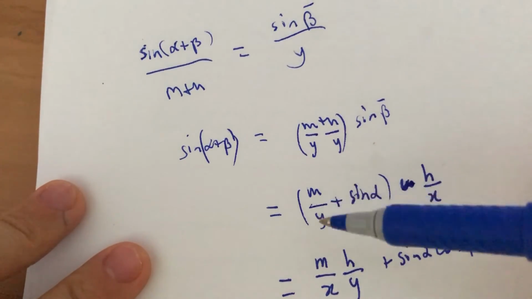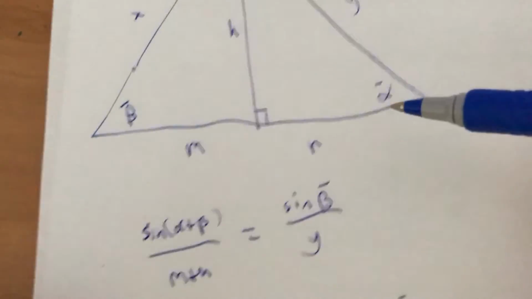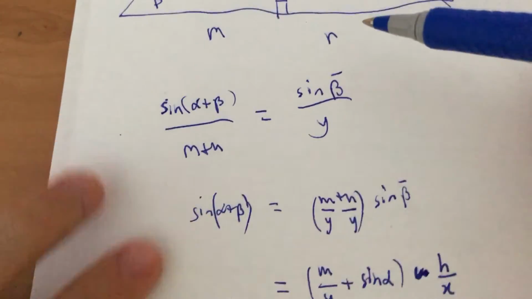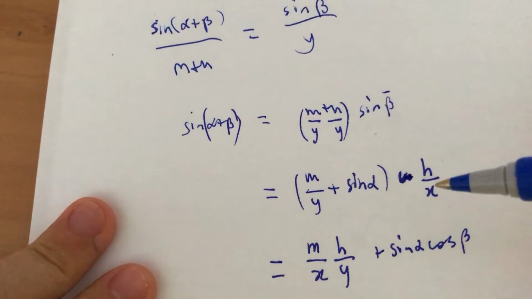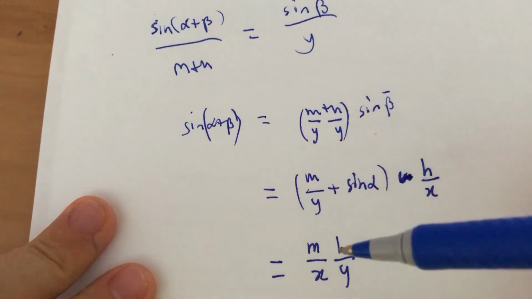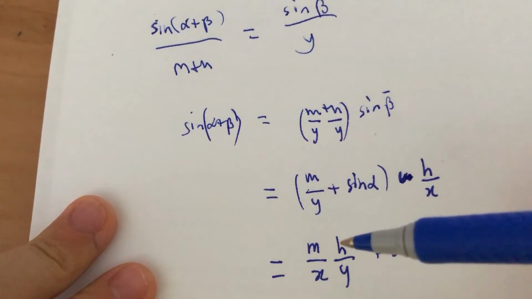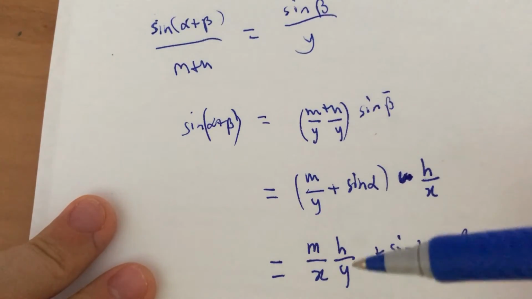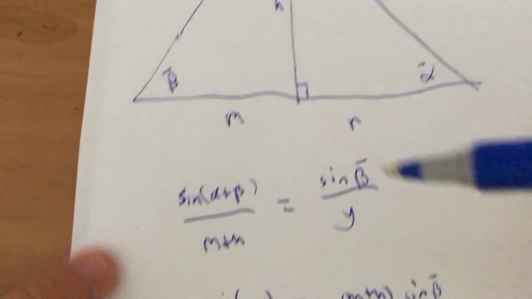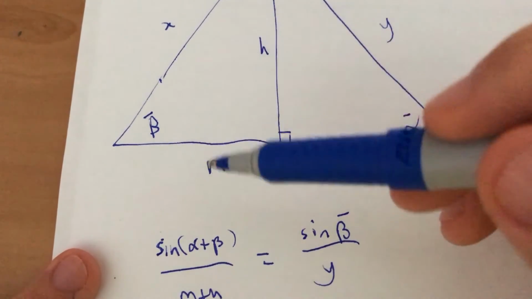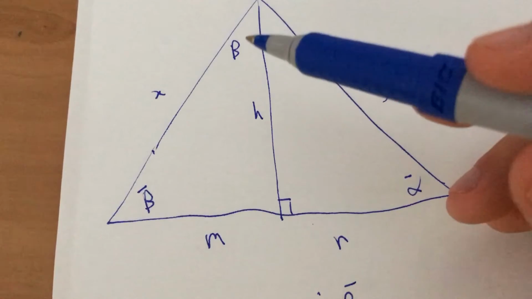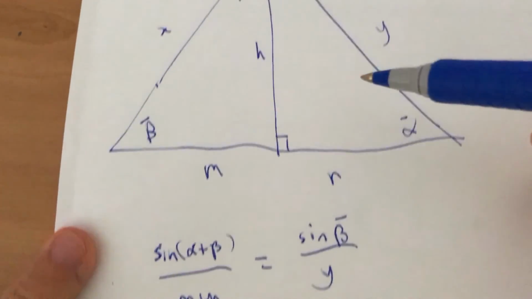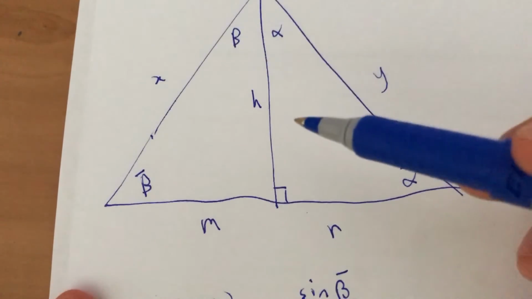And for this other term, I rewrote cosine beta as h over x. So h over x times m over y. So I put the x under the m instead, and I put the y under the h, and because m over x is now sine beta, and h over y is cosine alpha.